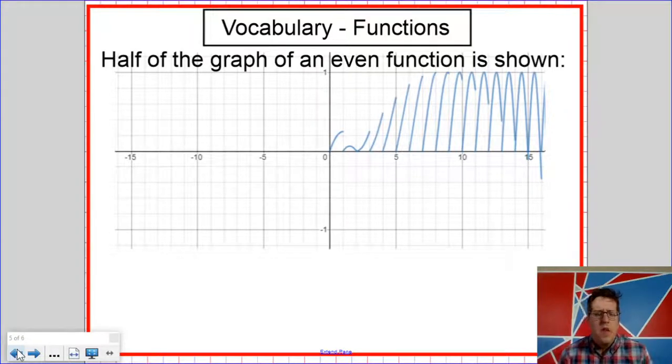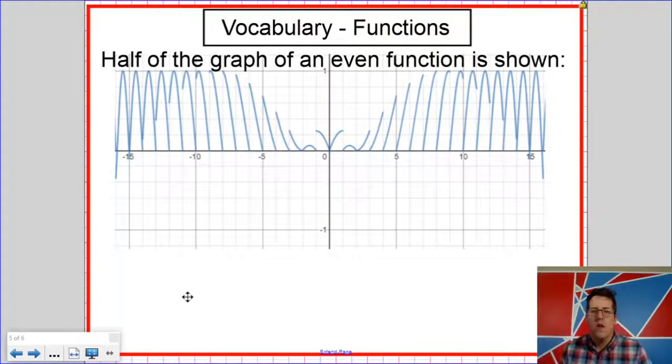Okay, half of the graph of an even function is shown. So what would the other half of the graph look like? Well, the other half of the graph would have to be a reflection over the y-axis for this to be even. So the graph in full would have to look like this.